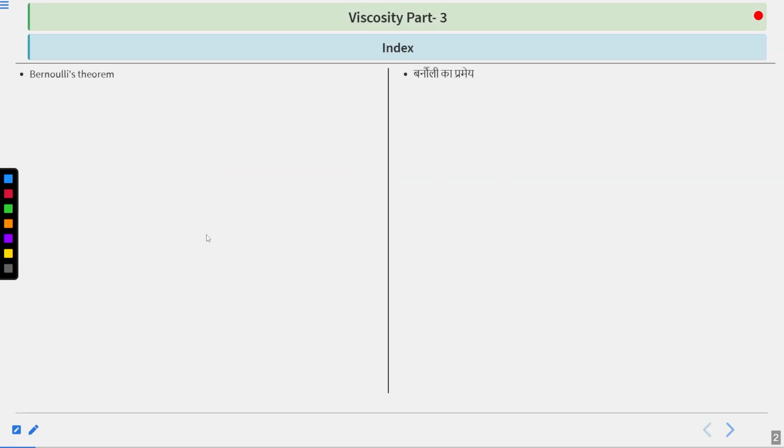In this lecture, we are going to talk about Bernoulli's theorem and also the applications of Bernoulli's theorem. So these two areas are going to be the points of discussion for us in this particular lecture.